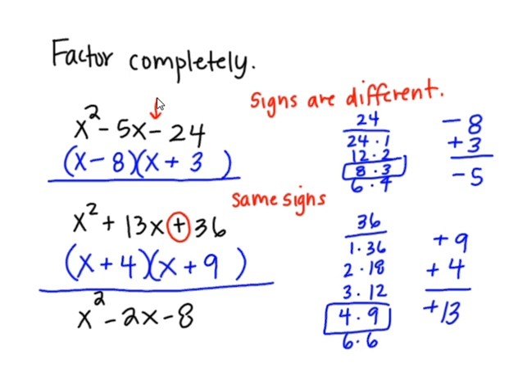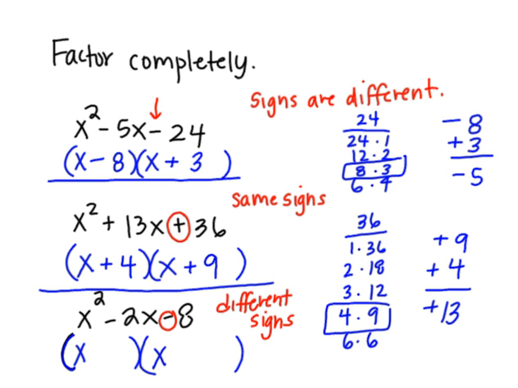Looking at the third one on this page, x squared minus 2x minus 8, it ends with a negative, which means my signs are different. To make up an x squared, I'm going to use x times x. My factors of 8 are 8 and 1 and 4 and 2. So from that group, 8 and 1, or 4 and 2, I'm looking for the ones that subtract to give me 2. So that would be 4 and 2.